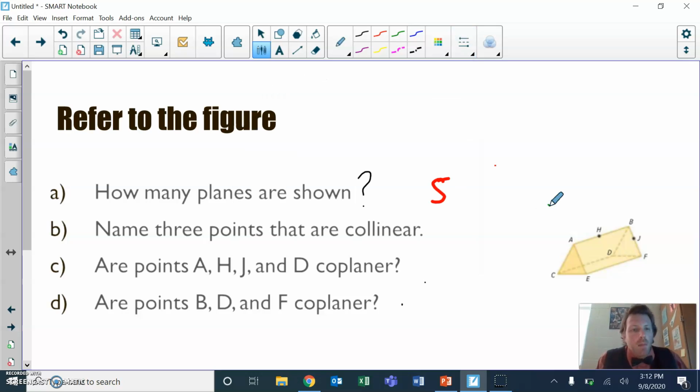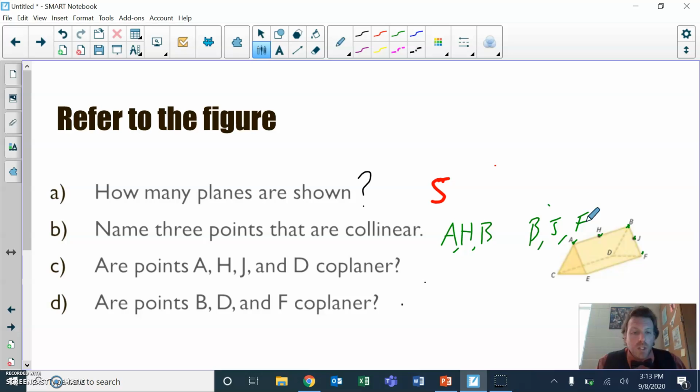All right, so moving on to the next problem, we're going to name 3 points that are collinear. And so that means we want to find points that lie on the same line. So that means like if I was going to connect them, I could connect them with a line. And so right here I see point A, point H, and point B. Those are all collinear. But also you could say point B, point J, and point F. Those are also collinear. So both of those answers work, because they fall on the same line.